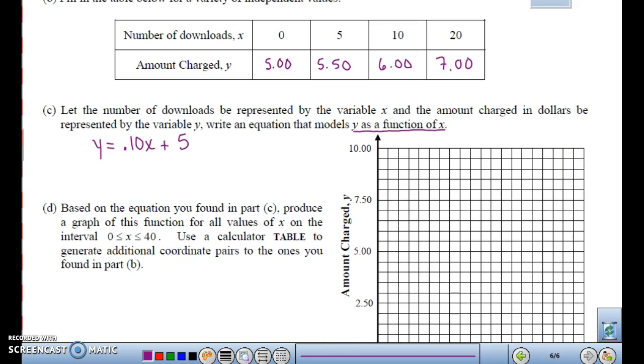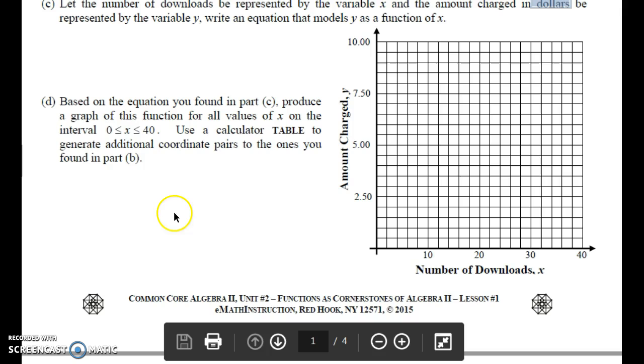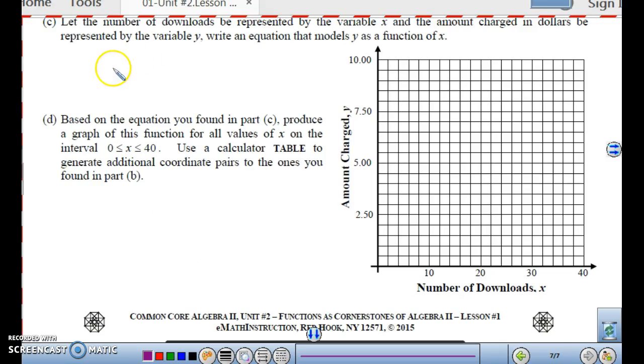All right, let's do a little calculator review because we haven't done that at least all summer, and make sure that we know how to use the calculator table. Remember that our equation was y equals 0.10x plus 5. Just before we even start, what would be the y-intercept of this? At 0, it was at $5, so we know it's going to start right there.